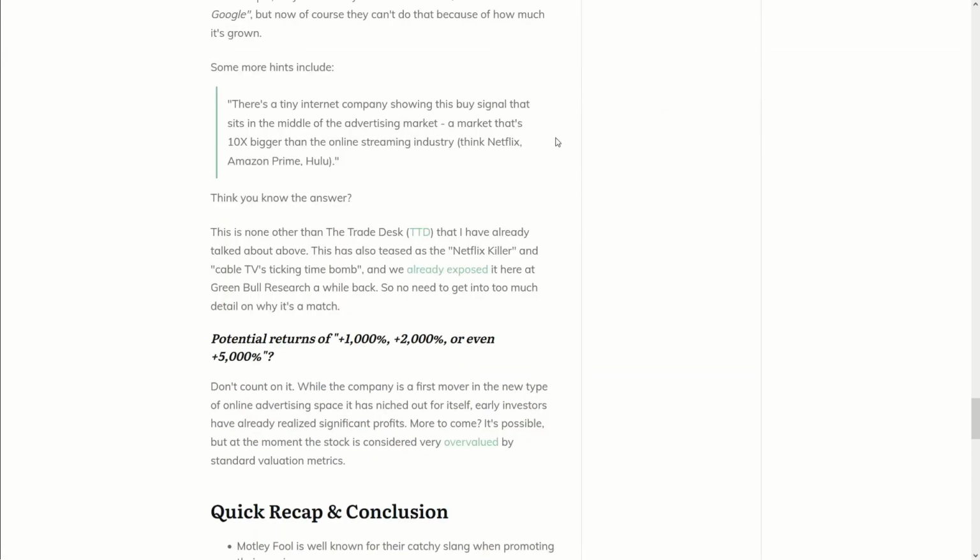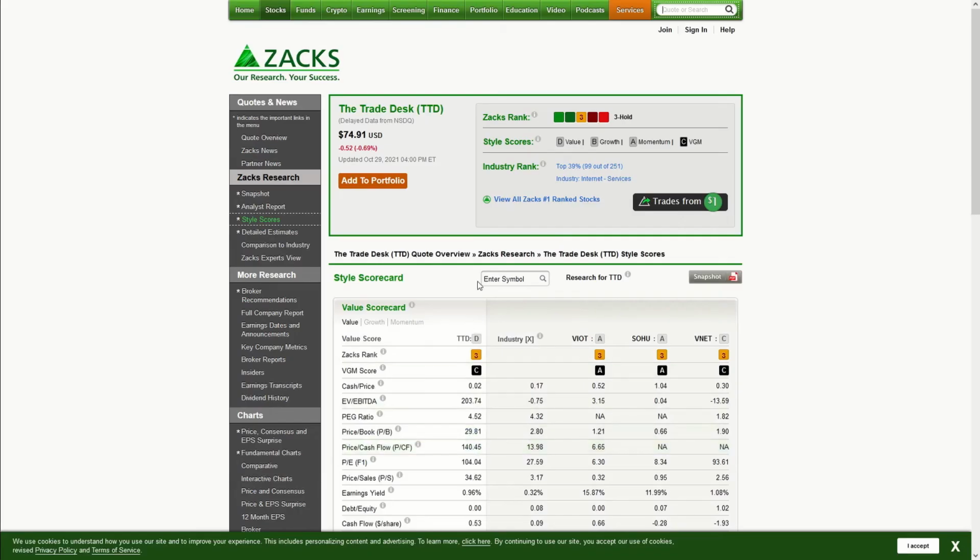So this stock has been teased for years by them, and in the future they will most likely be teasing other stocks, probably even this same one, with more of these all-in, ultimate buy, home run alerts. And as for whether it will see 1,000, 2,000, or 5,000% gains, we wouldn't count on it. While the company is a first mover in this new type of online advertising, early investors have already realized the significant profits. And at the moment, the stock is considered overvalued by standard valuation metrics, receiving a D grade in terms of value.